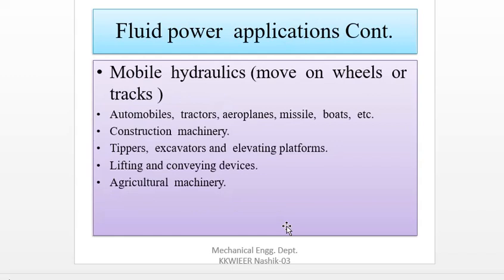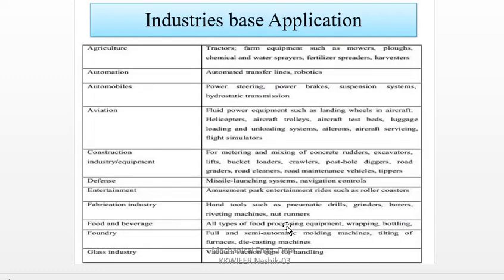Then the second part is mobile hydraulics, which obviously move on wheels or tracks. Very famous examples are automobiles, tractors, aeroplanes, missiles, boats, etc. Then construction machinery, tippers, excavators, elevating platforms, lifting and conveying devices, and agricultural machinery. These are the mobile hydraulics.